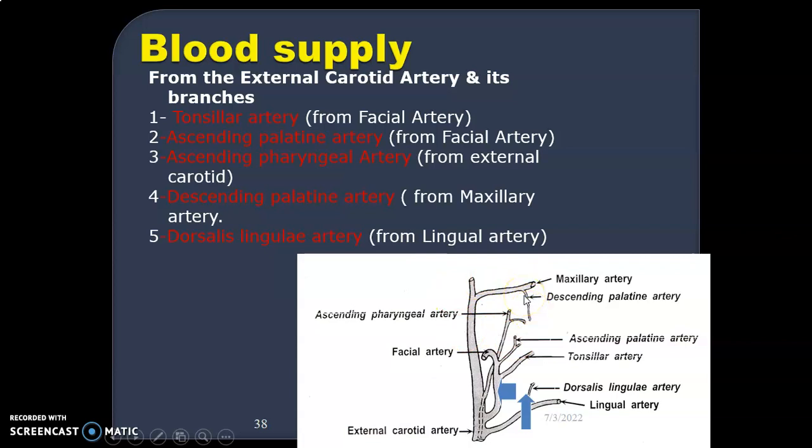So basically, the pharynx is supplied by external carotid artery through its branches. So facial artery will give tonsillar artery and ascending palatine artery to the pharynx. Then directly from external carotid artery, the ascending pharyngeal artery will give branches to the pharynx. Maxillary artery will give descending palatine artery, and lingual artery will give the dorsal lingual artery to the palate. So those are the 5 arteries that supply the pharynx.